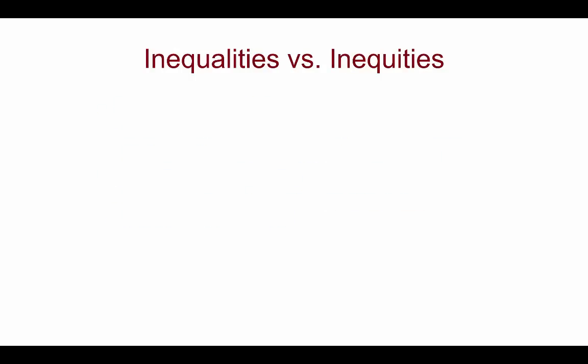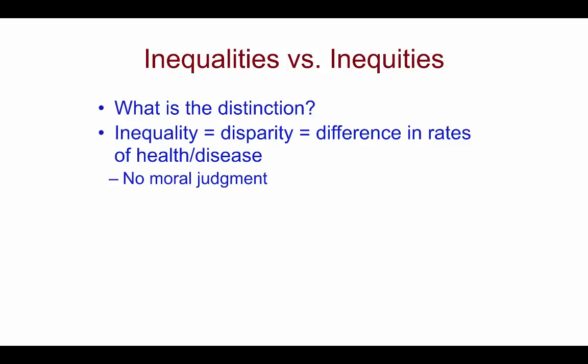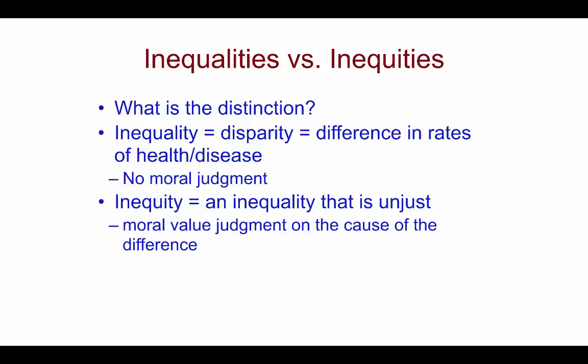So what is the difference between inequalities and inequities? What is the distinction? An inequality represents a disparity or a difference in rates of health and disease. No moral judgment about the existing inequalities. An inequity, however, is an inequality that is unjust, and hence one is making a moral value judgment on the cause of the difference. Hence, when we talk about an inequity, we're talking about an inequality that is unjust.